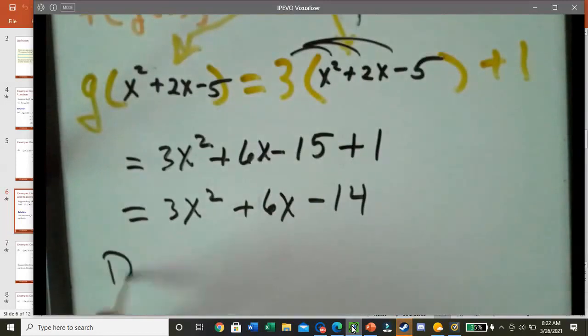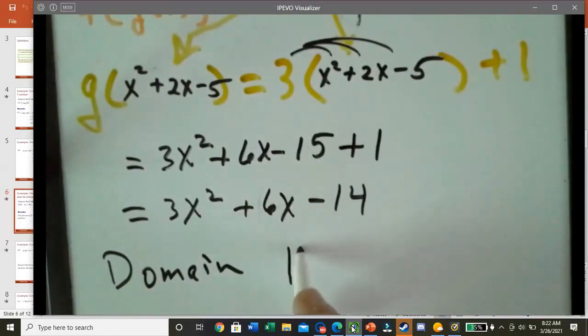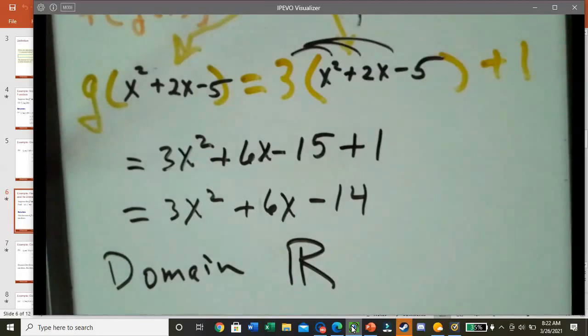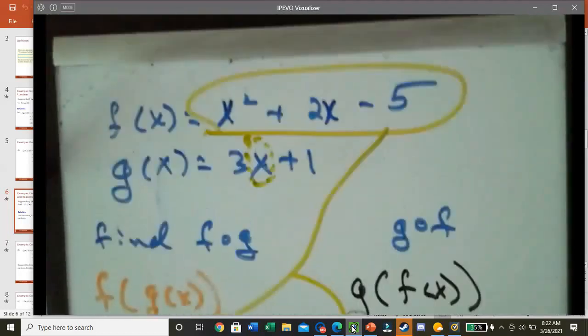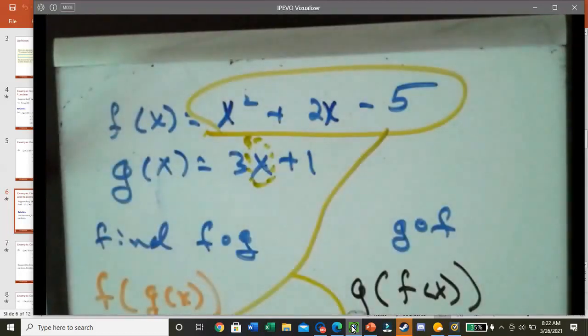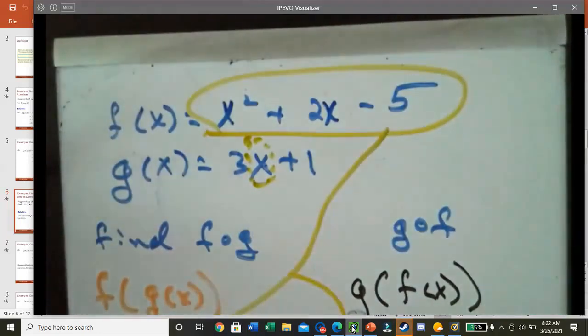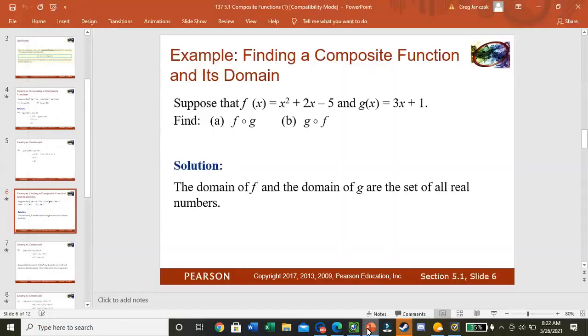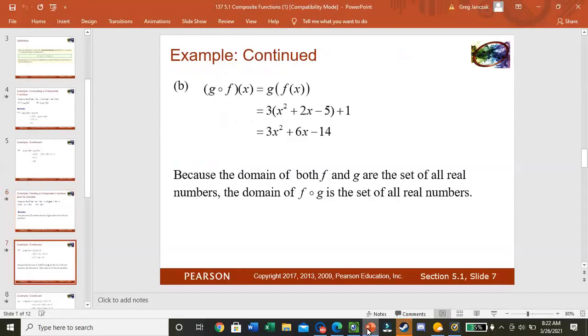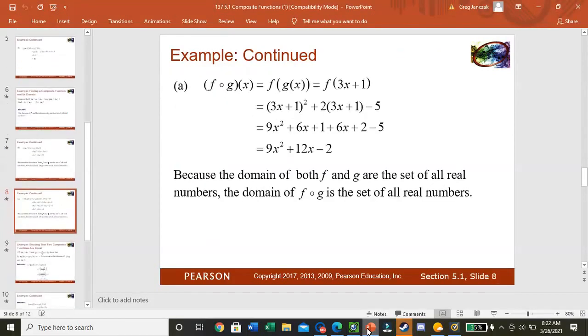And again, our domain is, yeah, all real numbers. Okay? Questions with that? Alrighty. Okay, so they did the other way around, but that's okay.